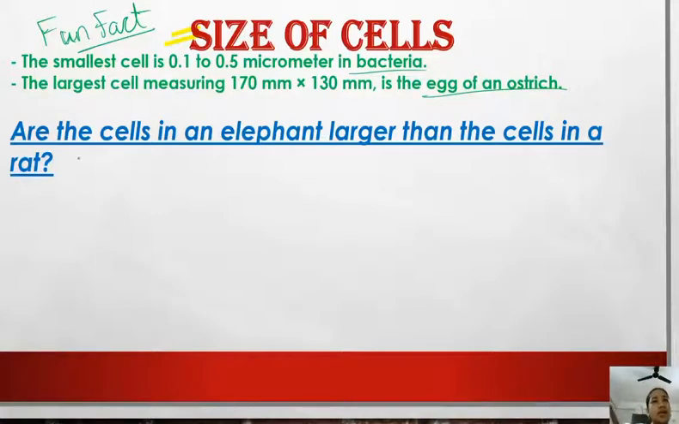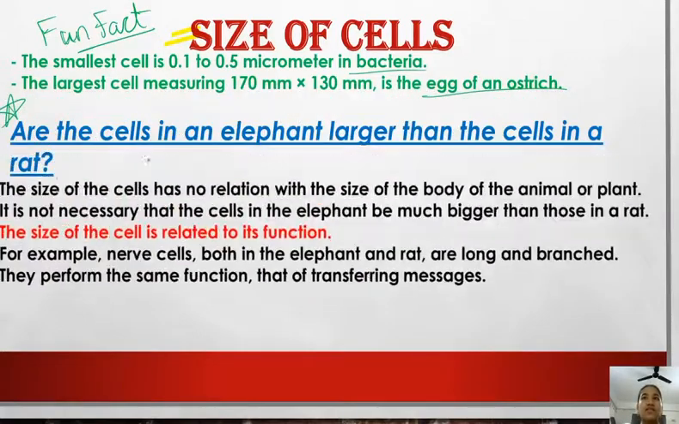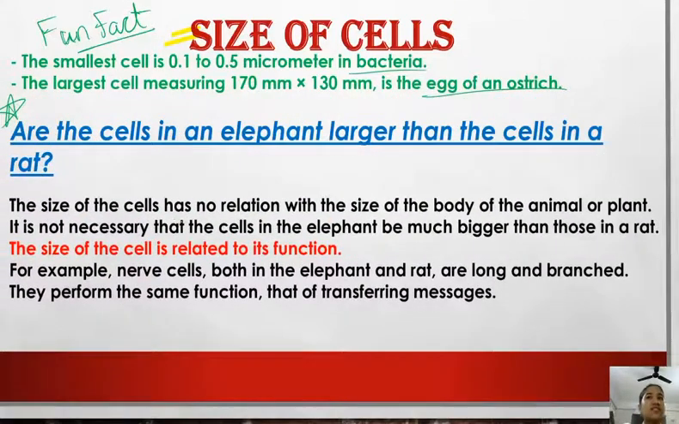Okay, so there is a question. Are the cells in an elephant larger than the cells in a rat? You see that an elephant is larger than a rat. So do you think that the cells in an elephant are larger than the cells in a rat? So let's see what's the answer. The answer is here. The size of cells has no relation with the size of the body of the animal or plant. It is not necessary that the cells in the elephant be much bigger than those in a rat.